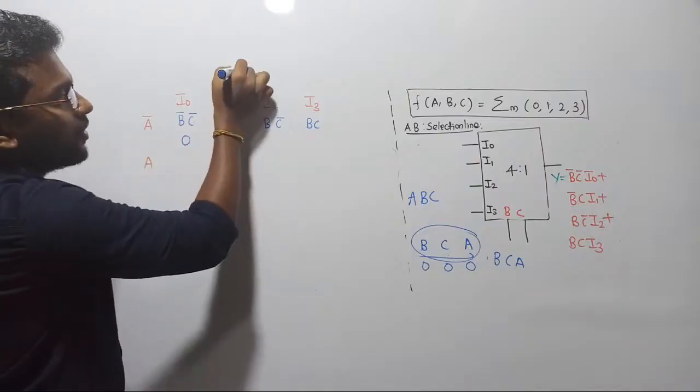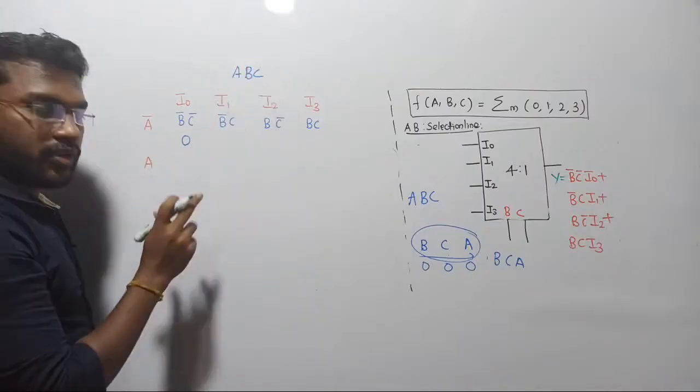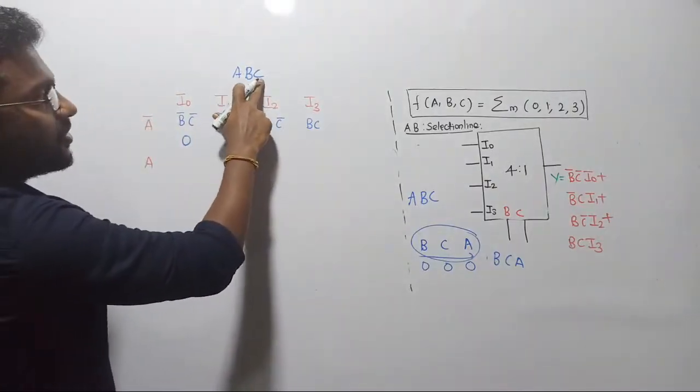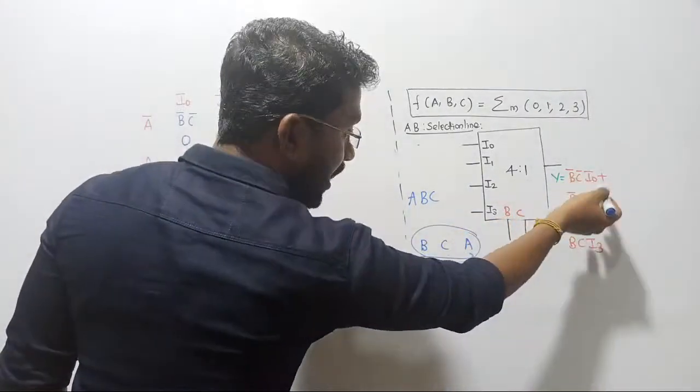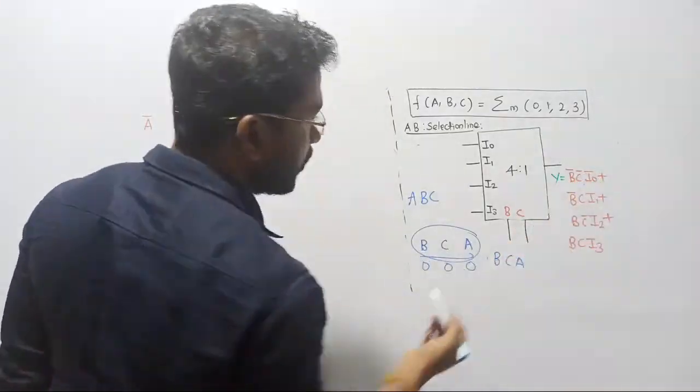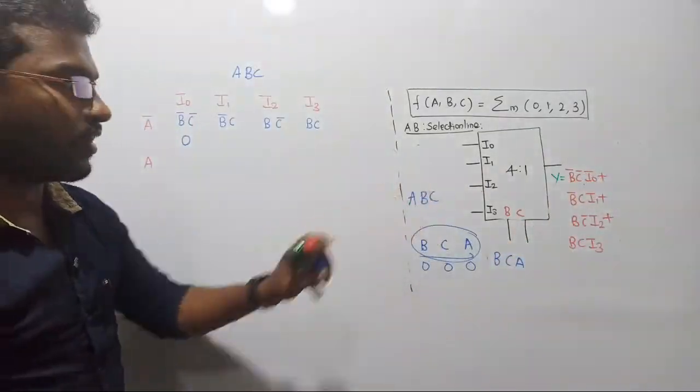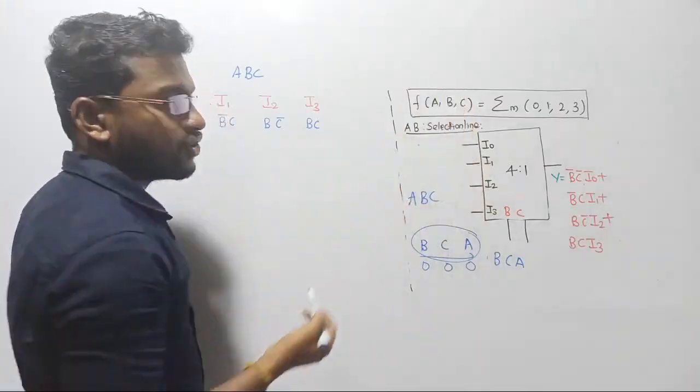Actually, what is our order? Our original order is ABC, right? So we should go with that one. The actual order is ABC. Anyway, in the output side we are going to consider this original format, that we will do later. First we should consider the input with the actual realization.